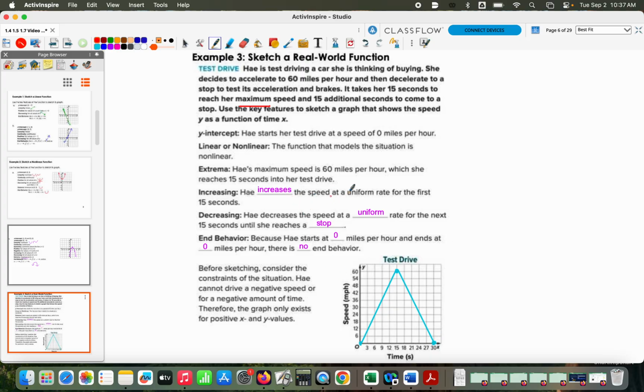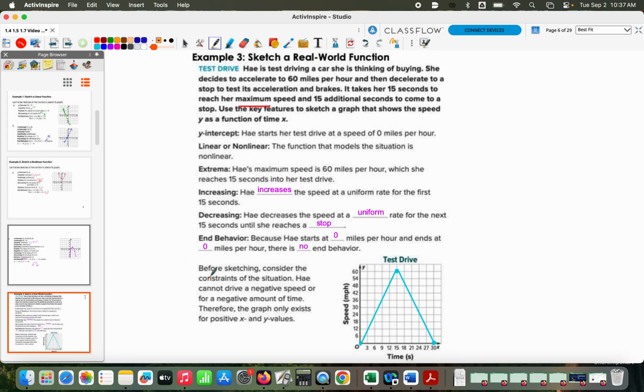It's increasing at a uniform rate for the first 15 seconds. So I know at 15 seconds is her maximum speed here. So 15 and 60 miles per hour. So it was uniform. She was accelerating and then she was decreasing at that same uniform rate here. So another 15 seconds puts her stopping at 30 seconds all total. Because she starts at 0 miles per hour and ends at 0 miles per hour, there is no end behavior. We start and stop. There's no arrows, so we can't talk about the end behavior here.